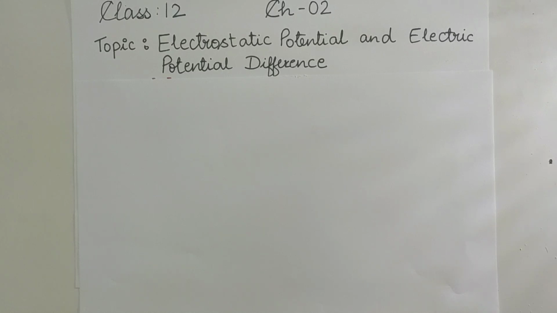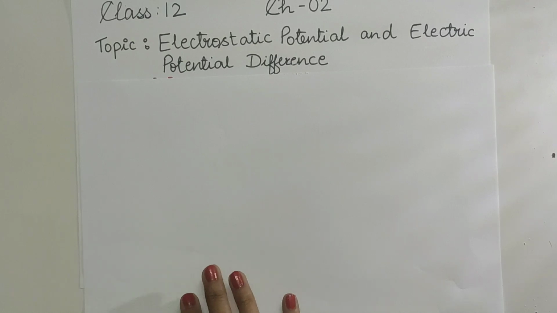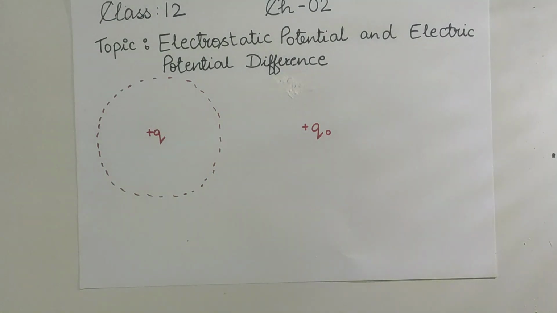Dear students, today I am taking up chapter 2 of class 12 physics. The topics that I am going to include in this video are electrostatic potential and electric potential difference. In order to understand these terms, I am going to consider a system which has a source charge plus Q and a test charge Q naught.